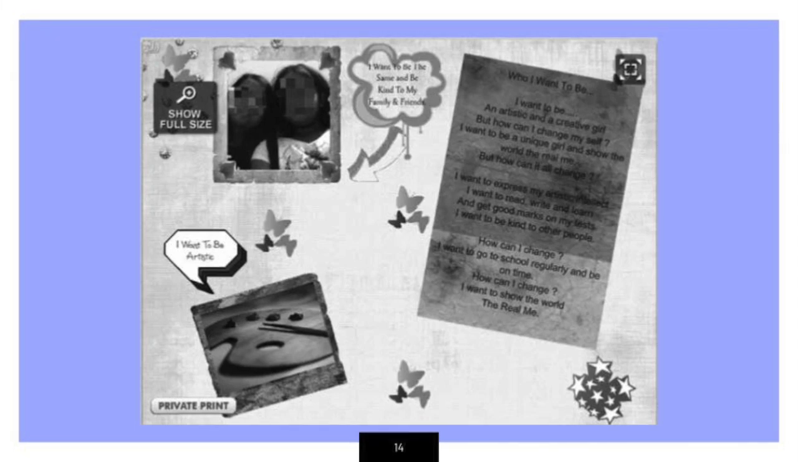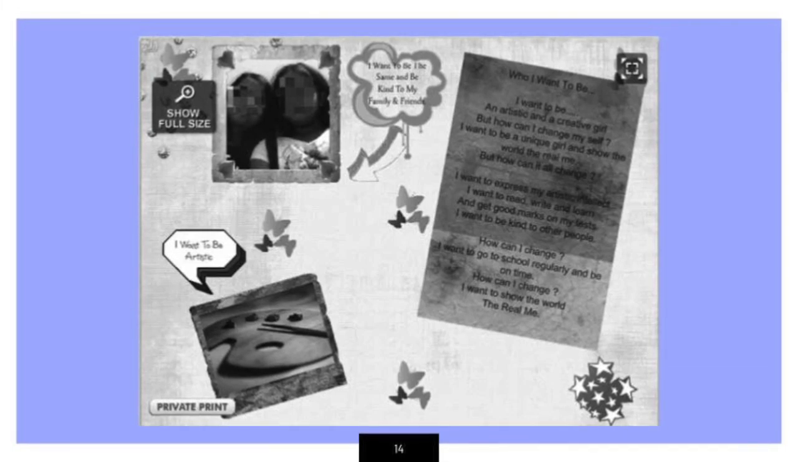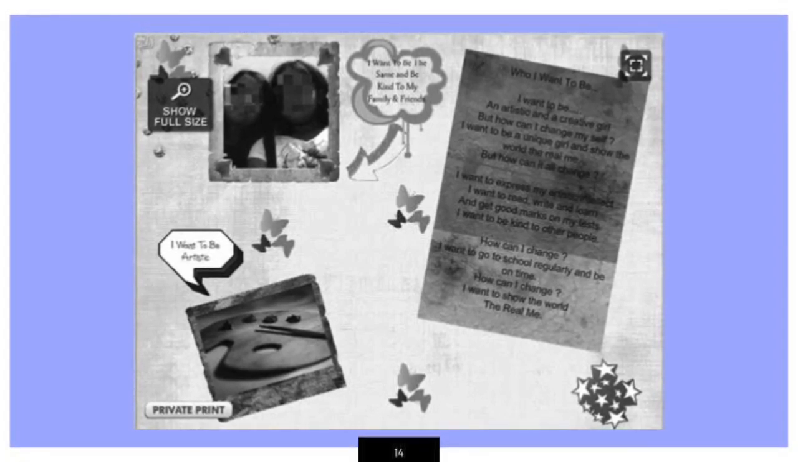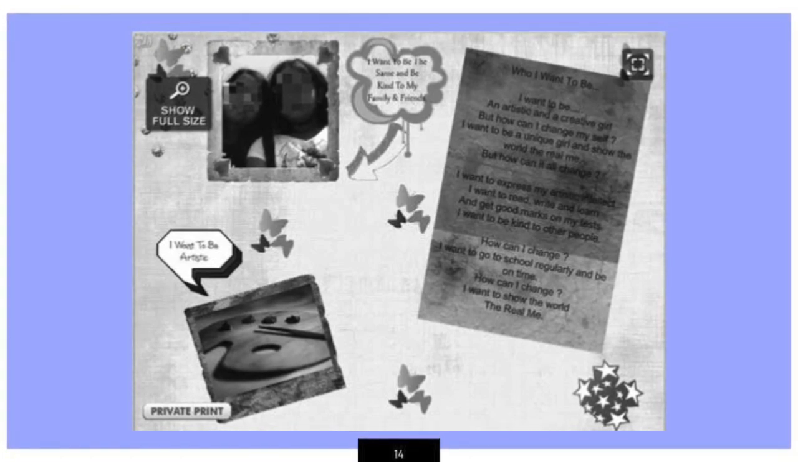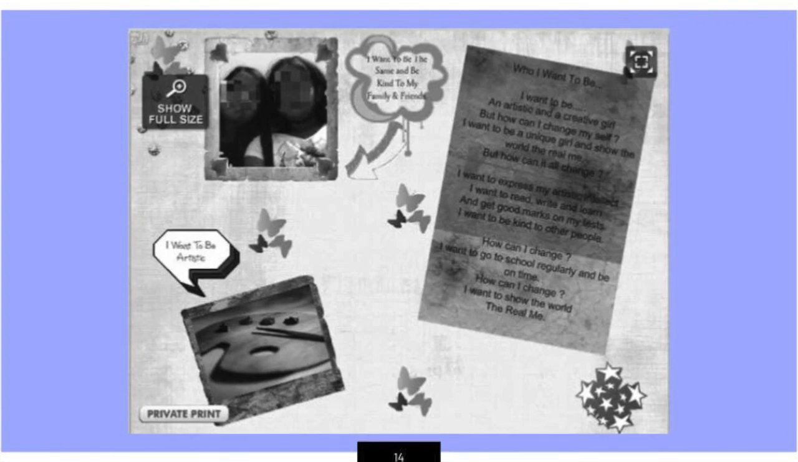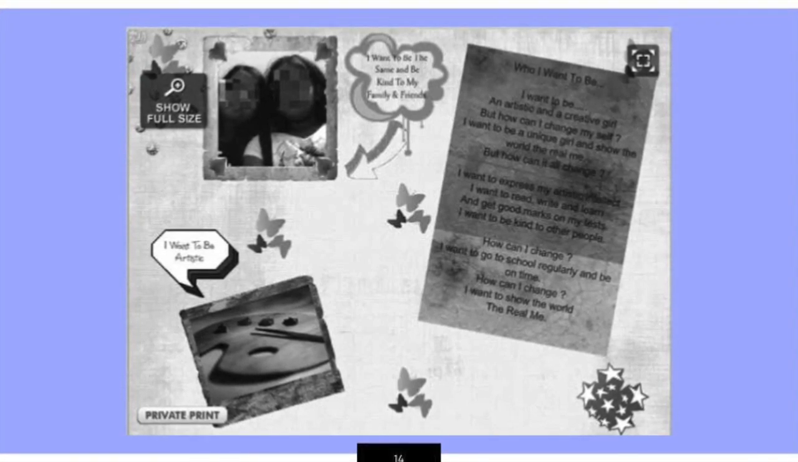Here's just an example of one of the students' poetry, and again, this is going to tie into this multiliteracy pedagogy where they're bringing their own story into it. So, who I want to be: an artistic and creative girl, but how can I change myself? I want to be a unique girl and show the world the real me, but how can it all change?